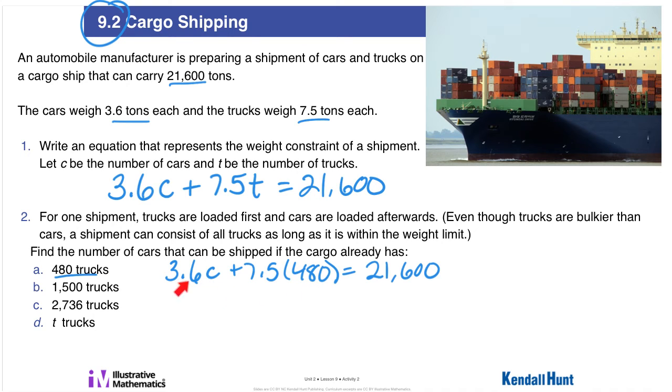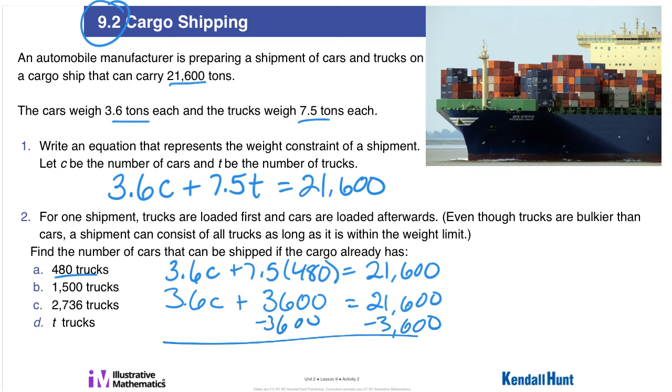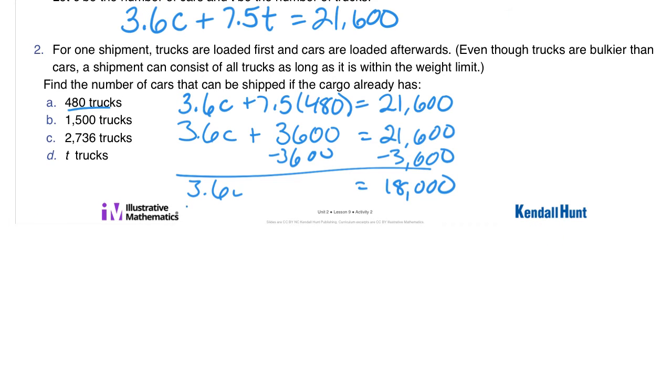And so if I go to simplify this, I'm going to have 3.6C plus, right here I'm going to simplify this into 3,600, and then I'm going to subtract 3,600 from each side, and I end up with 18,000 right here. I'm going to divide both sides by 3.6 and end up with C equals 5,000. So if there's 480 trucks, I can fit 5,000 cars.